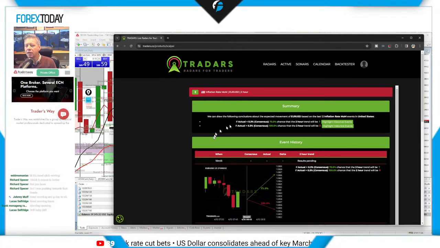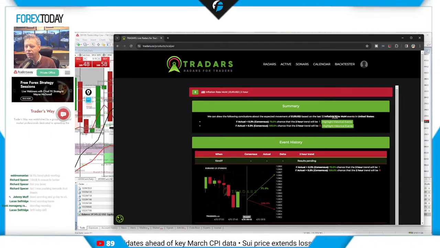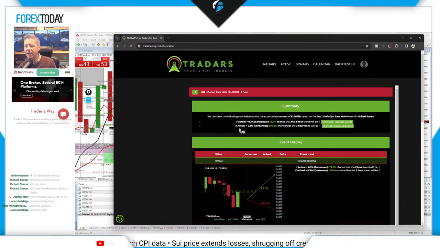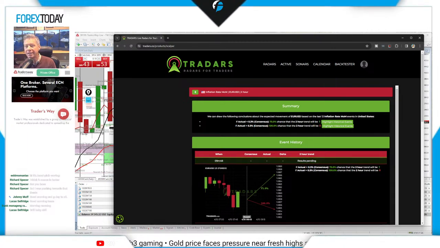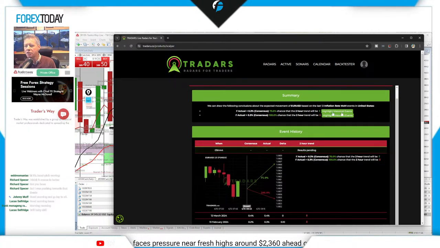We can draw the following conclusions about the expected movement of euro dollar based on the last 12 inflation rate month over month events in the United States. If the actual is less, 75% chance the 2-hour trend will be up. But if the actual is greater than expected, 100% chance the 2-hour trend will be down for euro dollar, specifically euro dollar. So it's nice.